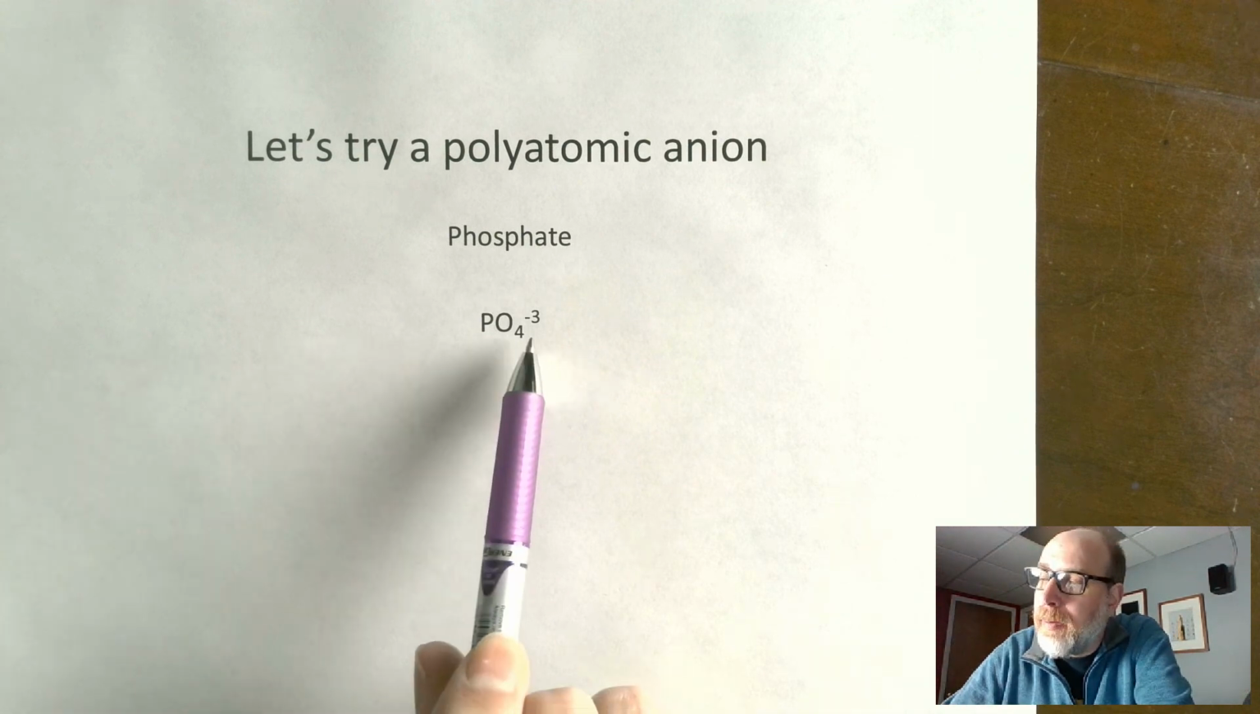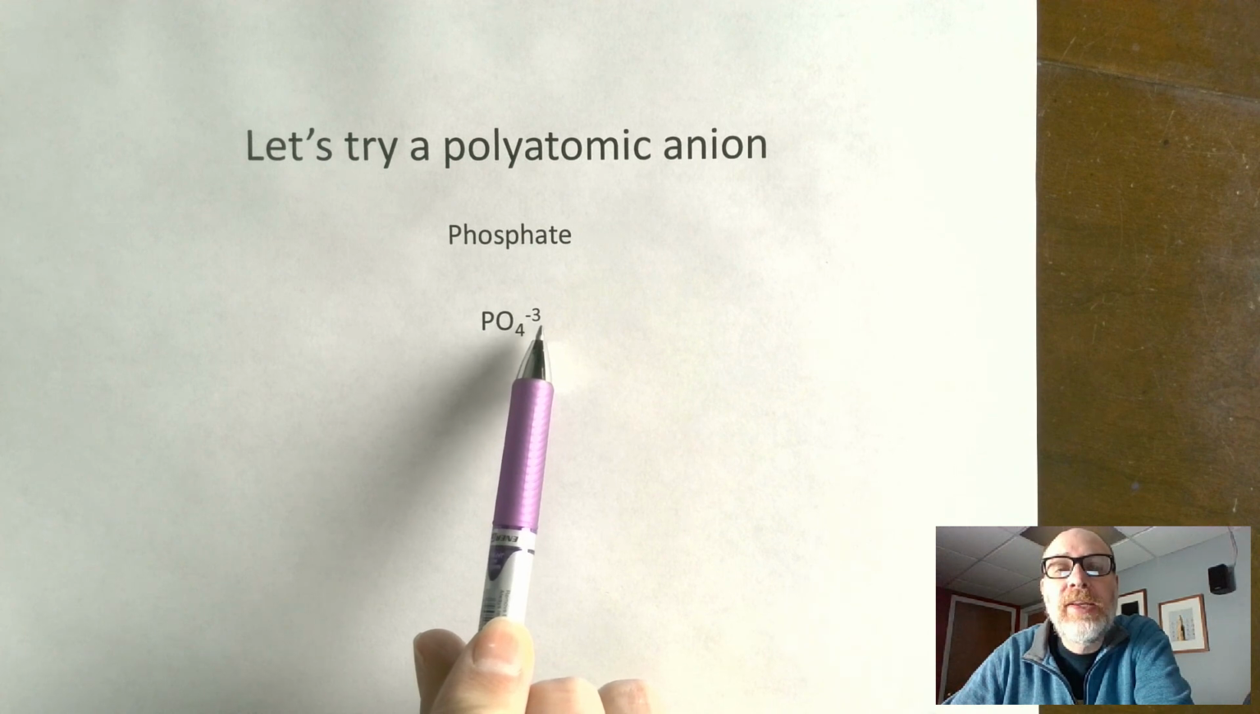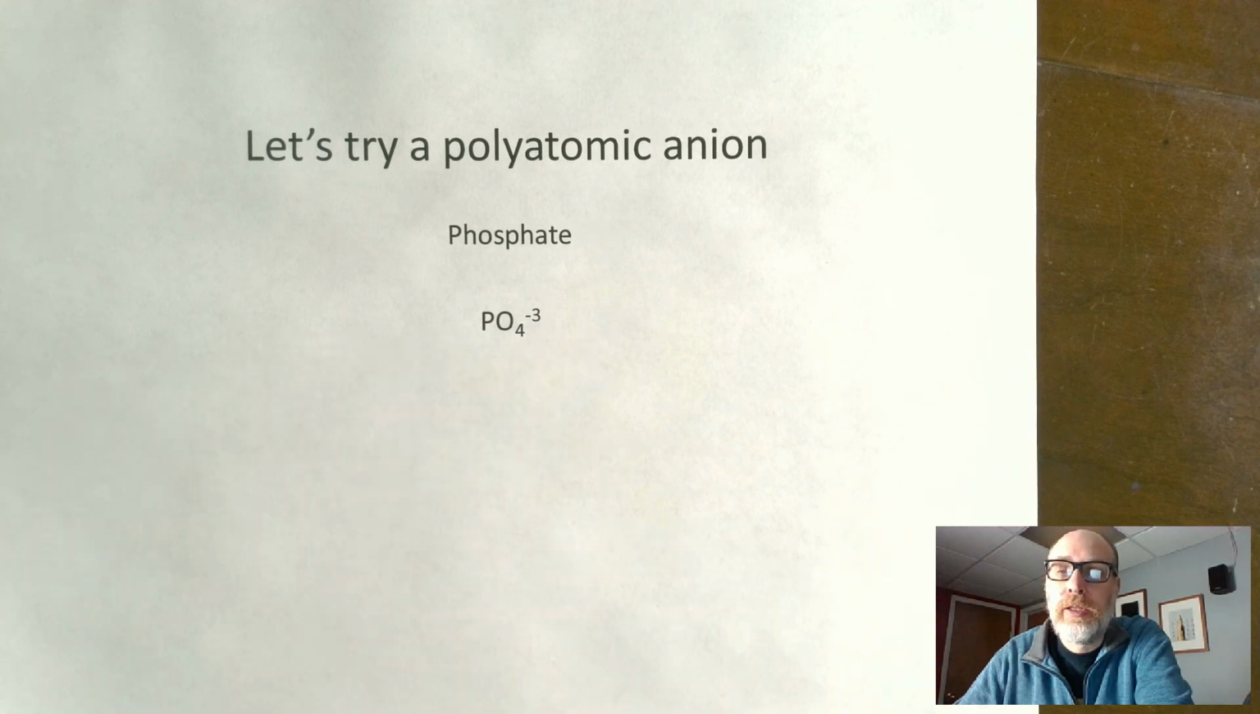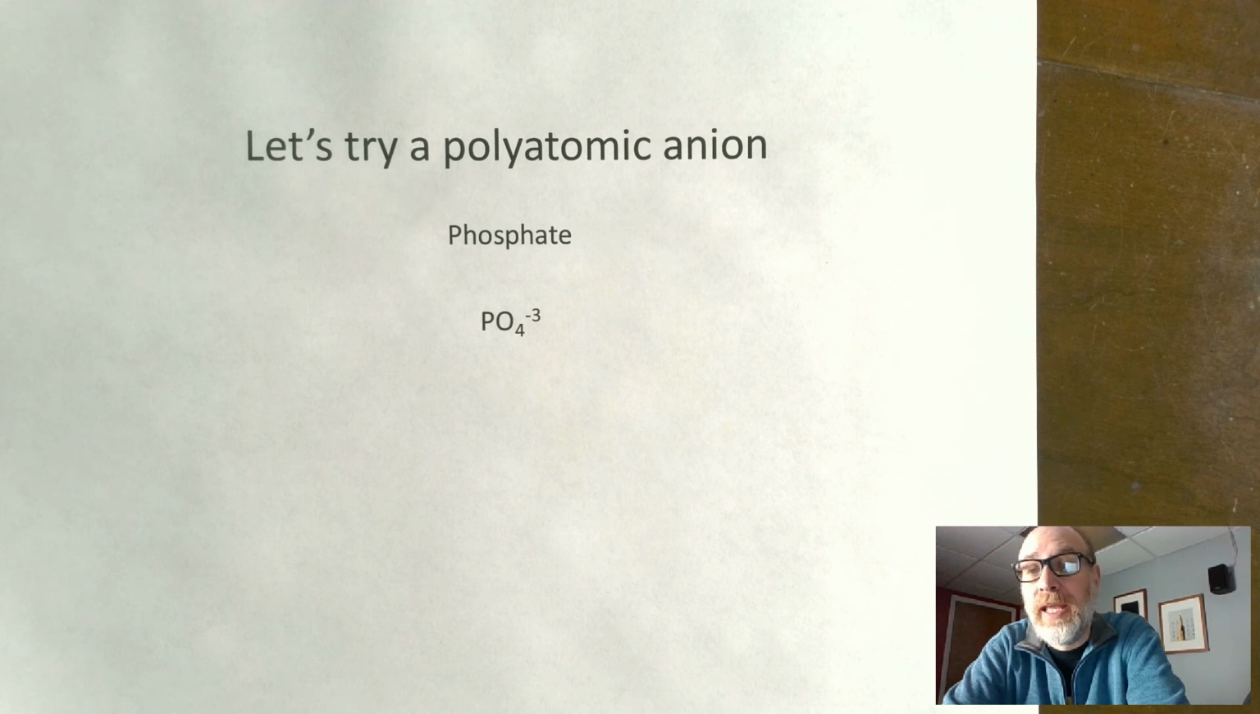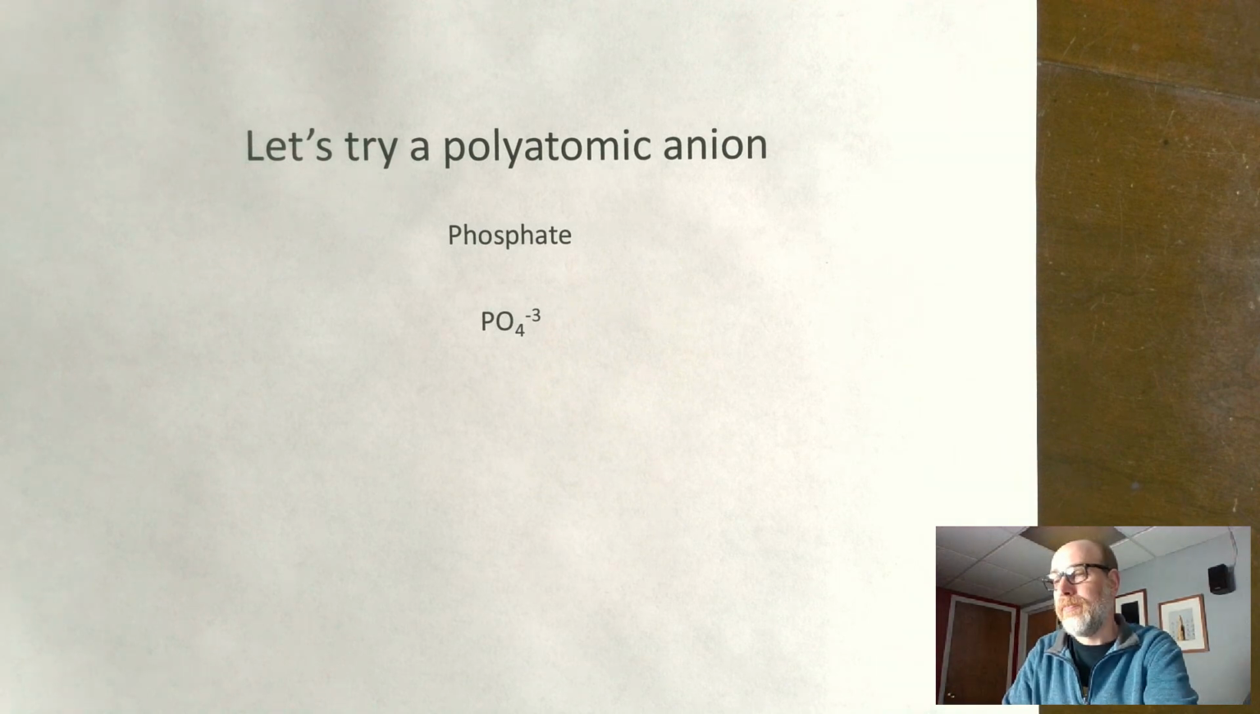Now, I want you to think about that charge. What does it mean to say that we have a -3 charge on that phosphate ion? All right, that's my hint for you moving forward, trying to figure out the number of valence electrons.